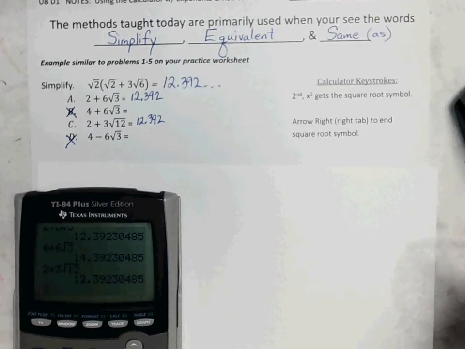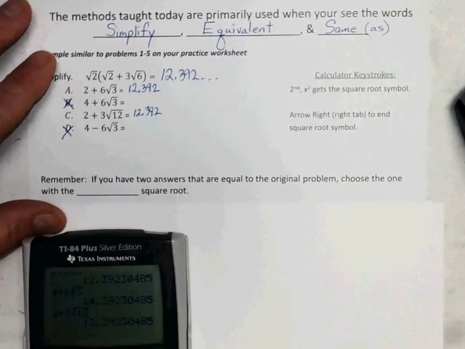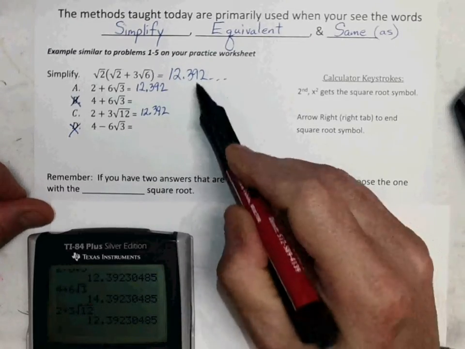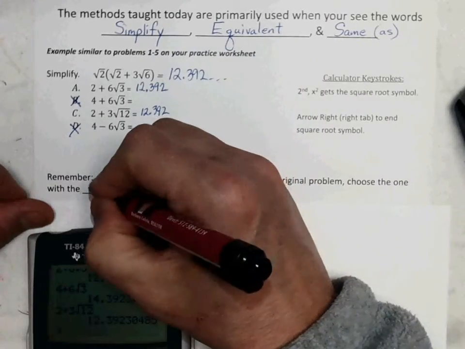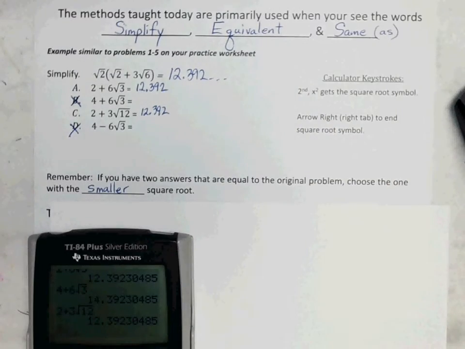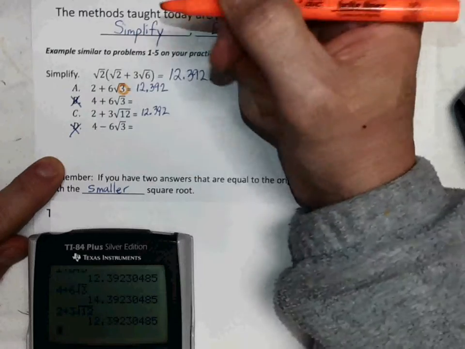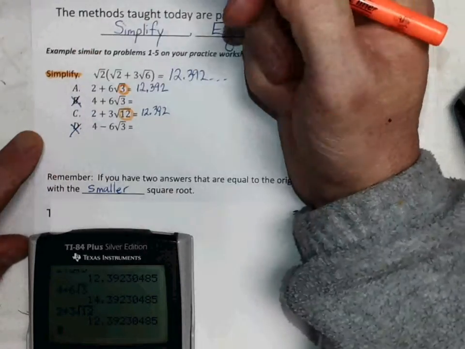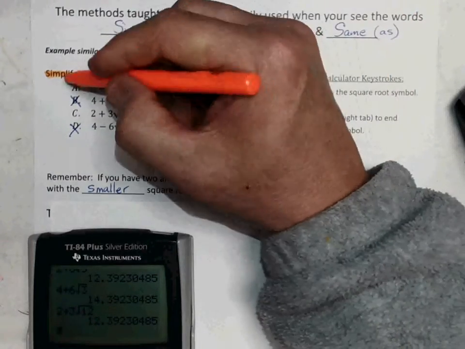All right, so that leads us to filling in this. If you have 2 answers, like I do up here, that are equal to the original problem, check, that's what I got up here. Choose the one with the smaller square root. So let's go back and let's look at our square roots. This one had a square root of 3, and this one had a square root of 12. It said to simplify. The simplified one is the one that has the smaller square root, which would be this one right here.